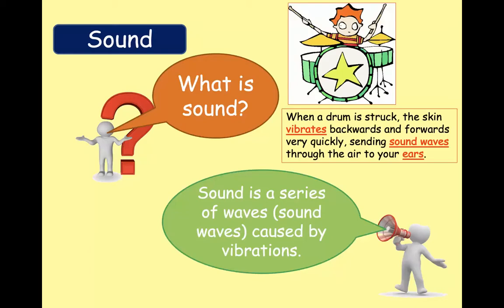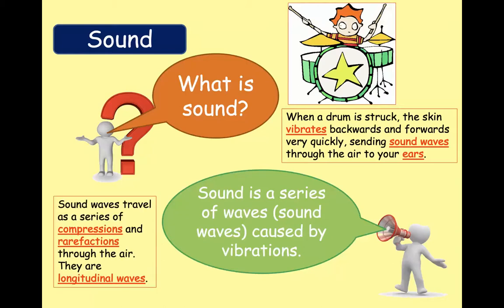All right. When a drum is struck, the skin vibrates backwards and forwards very quickly and sends sound waves through the air to your ears. That's how you hear the drum sound. All right. Next. Sound waves travel as a series of compressions and rarefactions through the air. All right. They are called longitudinal waves.